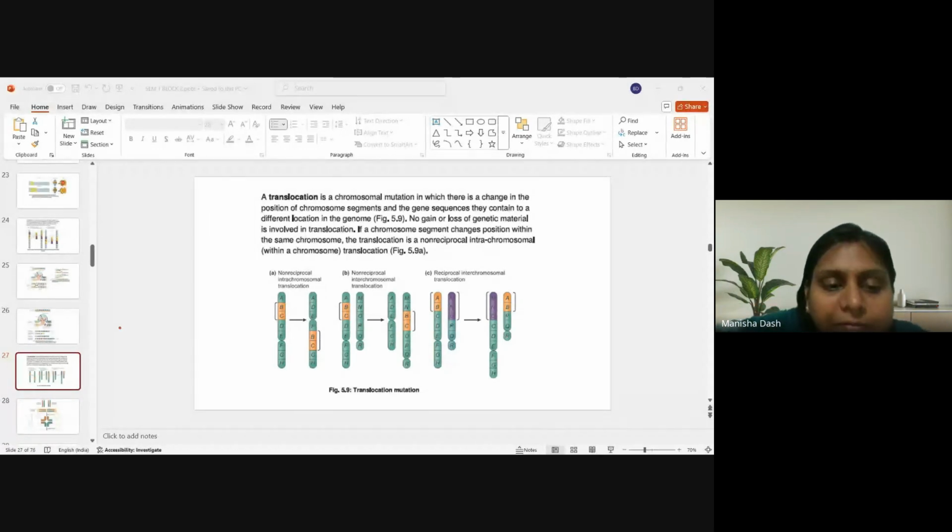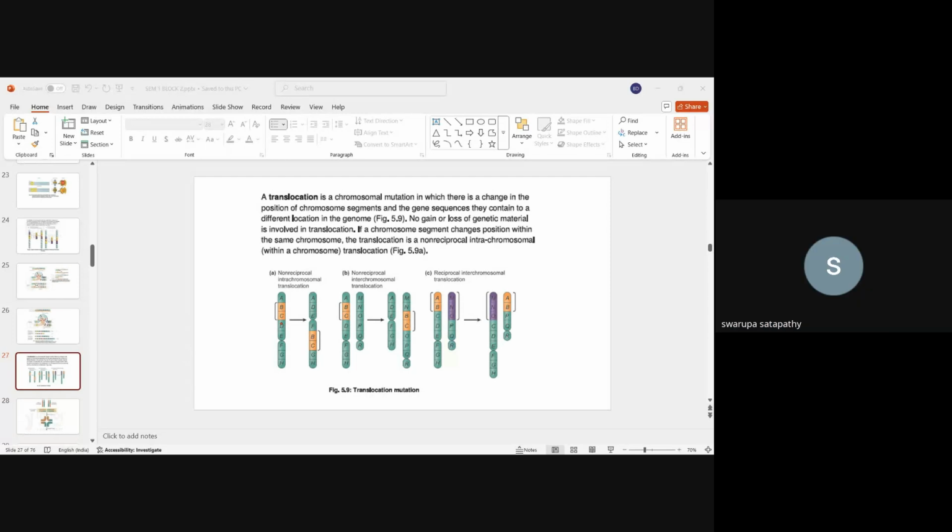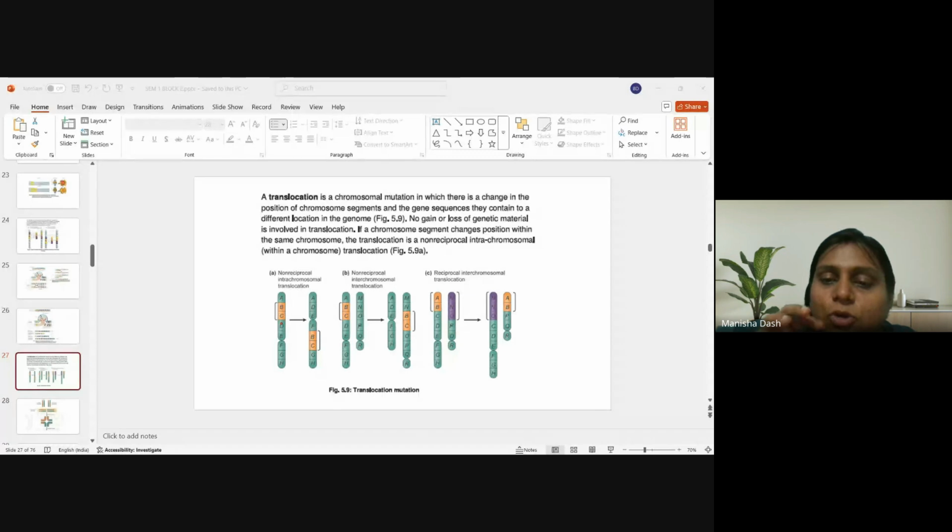So here there are different types of translocation. See, translocation: trans means different, location means position. So when the chromosome or a segment of the chromosome is changing position, we call it translocation. Sometimes the translocation can occur within the same chromosome. Like here, as you can see in the first picture, a segment is shifted from this arm to this arm. So this is called non-reciprocal intrachromosomal translocation. Intra means the translocation is happening within the same chromosome, and it is one way, so that is why it's non-reciprocal.